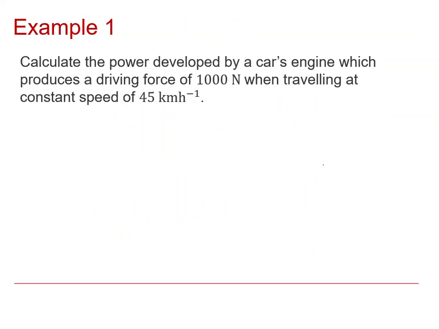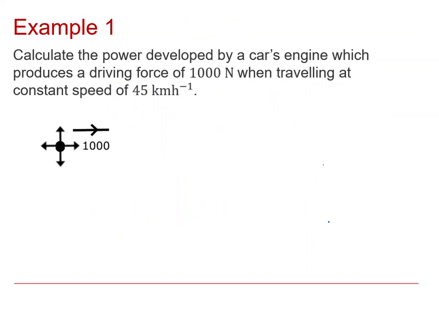Now, first example is to calculate the power developed by a car's engine which produces a driving force of 1000 newtons when travelling at a constant speed of 45 kilometers per hour. Now, these questions or these contexts are breeding grounds for problems which have units which are non-standard. No more so than here where we have 45 kilometers per hour. So our first task is to convert that into standard units.